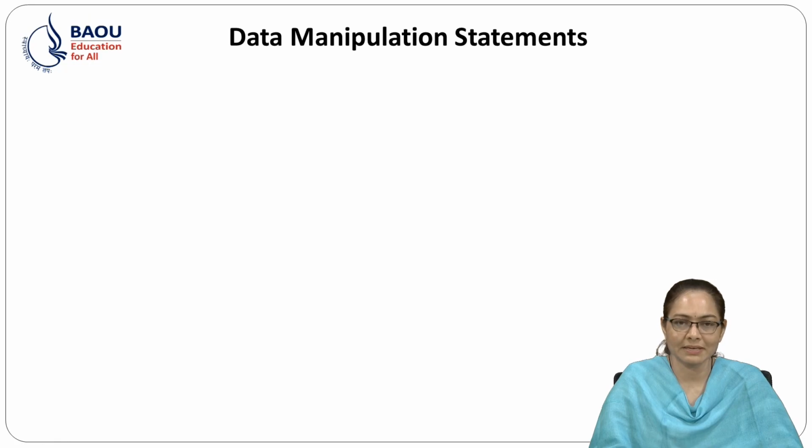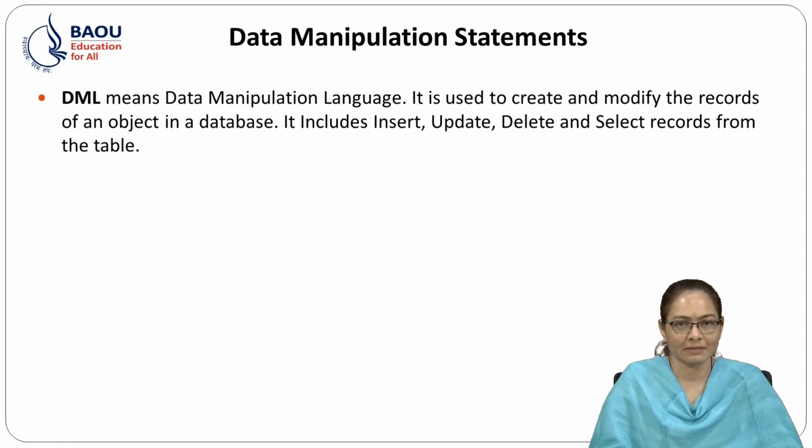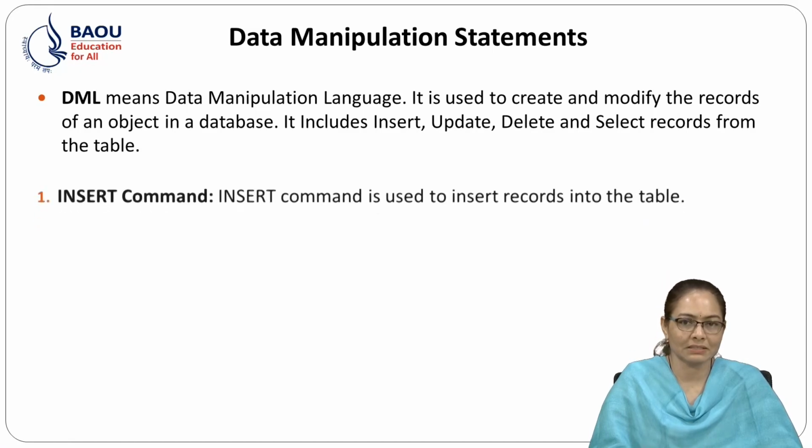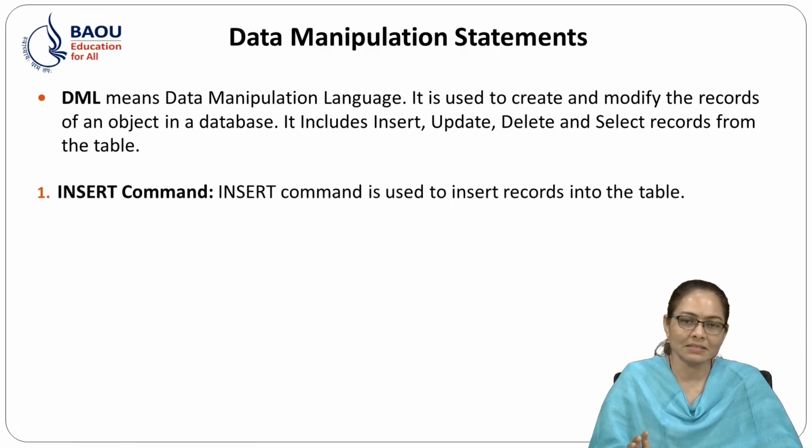DML means data manipulation statement or data manipulation language. It is used to create and modify the records of the objects in the database. It includes insert, update, delete and select of the records from the table. Here we start with the insert command. Insert command is used to insert records into the table.